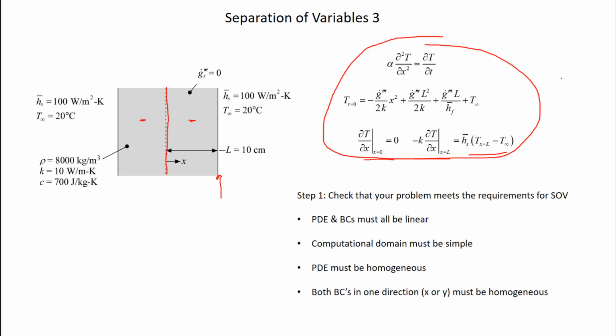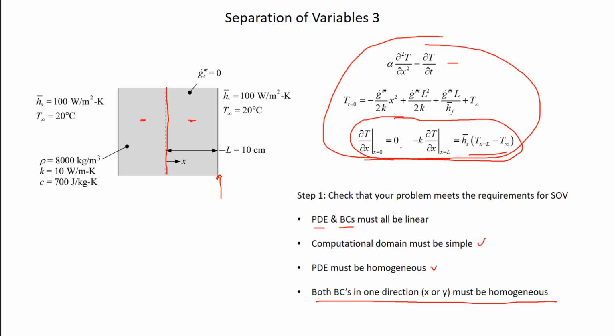So step one is just look at our problem and see if it meets all the requirements that you have to meet in order to apply separation of variables. So those requirements are listed here again. The partial differential equation and the boundary conditions should be linear. They all are linear. We are dealing with a very simple computational domain. The partial differential equation should be homogeneous, and it is. And then both boundary conditions in one direction must be homogeneous. So I only have one direction here, and that's the x direction. So both of those two boundary conditions have to be homogeneous, or I can't use separation of variables.